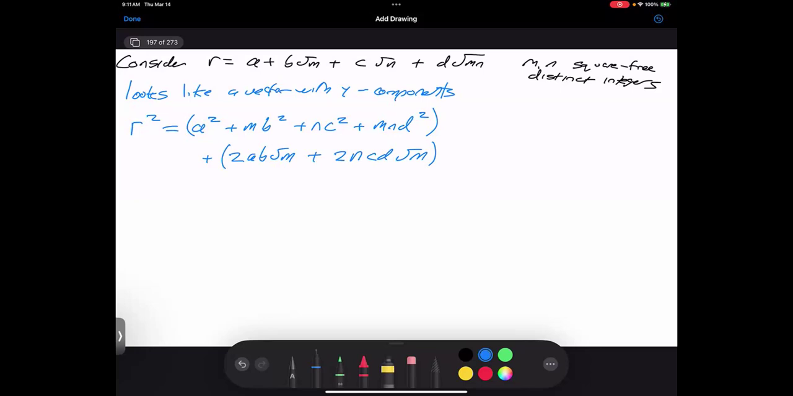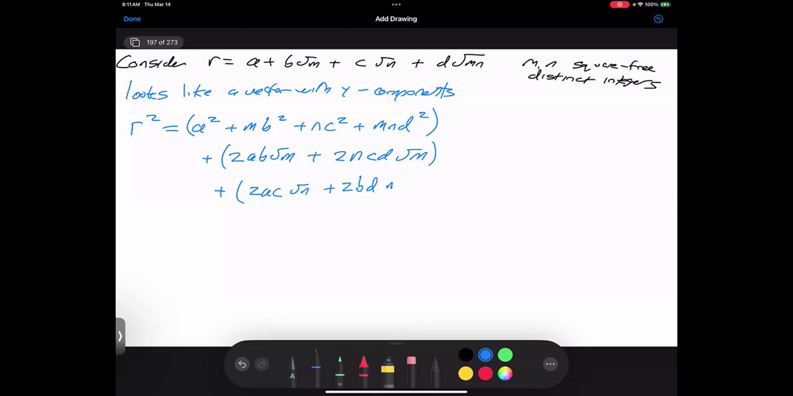What about the next one? How can I get a square root of N term? It's going to be a 2AC root N. And now I could have B root M hits D square root of MN. So it's going to be 2BD M square root of N.